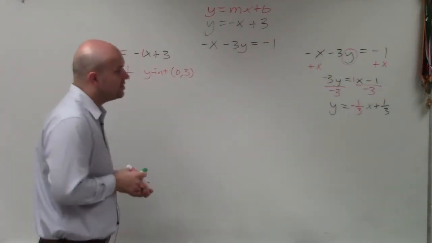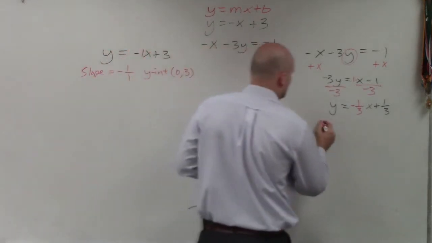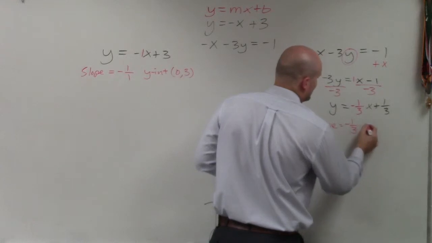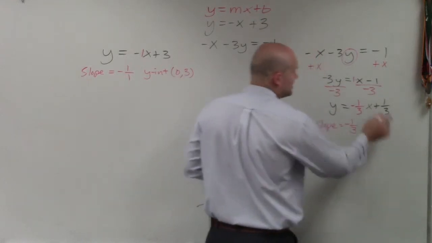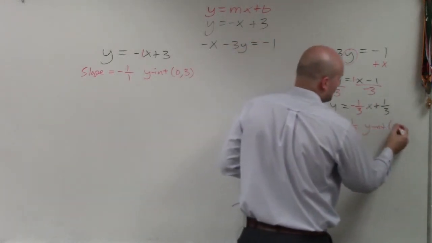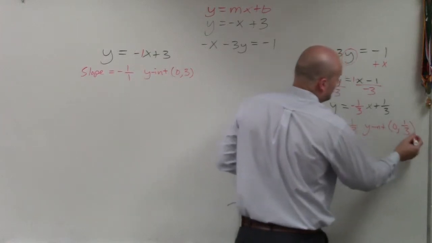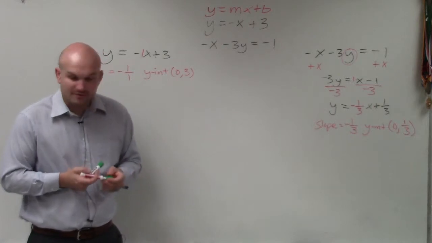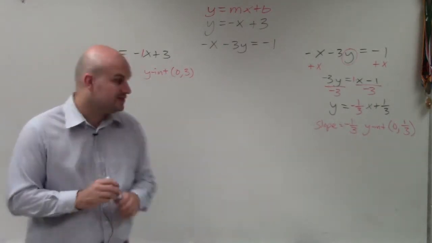Interesting. So our slope is equal to a negative 1/3. And our y-intercept is going to be my constant value as a coordinate point 0, 1/3. Okay? So now, if we're going to go and graph, remember we're looking for the intersection point.